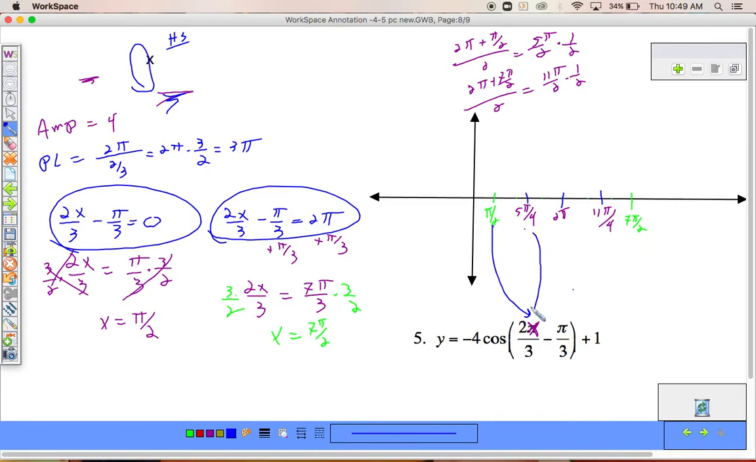When I plug a 5 pi over 4 into here, I'm going to be taking the cosine of pi over 2. I don't need to do the math. But trust me, if you put pi over 2 into here and do everything, this is going to turn to 0. You put 5 pi over 4 into here, this is going to turn to pi over 2. Plug 2 pi in, it's going to turn to pi. 3 pi over 2, 2 pi. All right, so we're going to stop doing all that math.